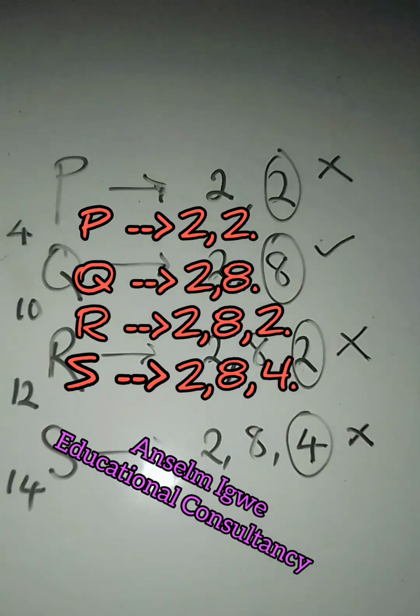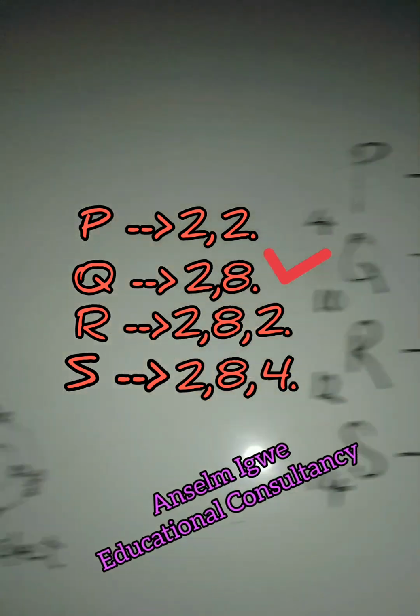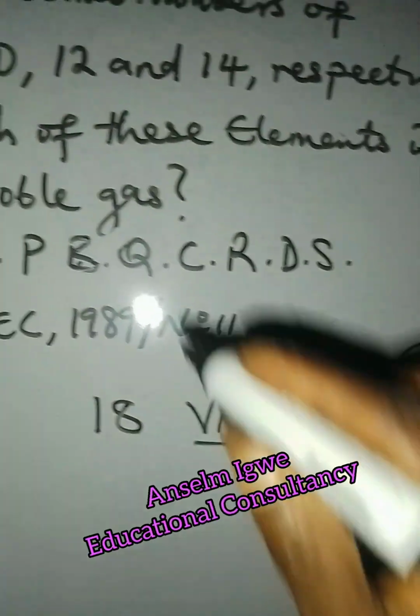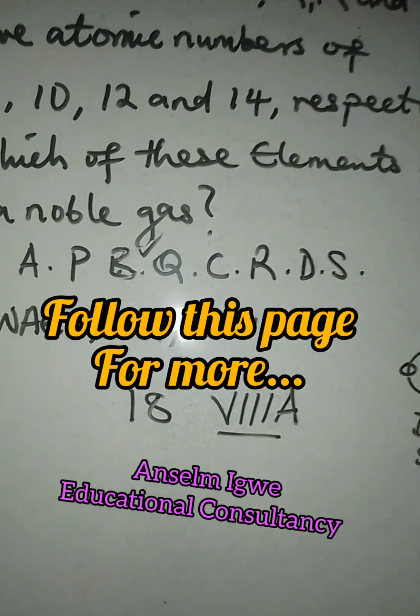We now know our answer, which is Q. Q is a noble gas. And the answer is before our eyes. And that is option B. Q is a noble gas.